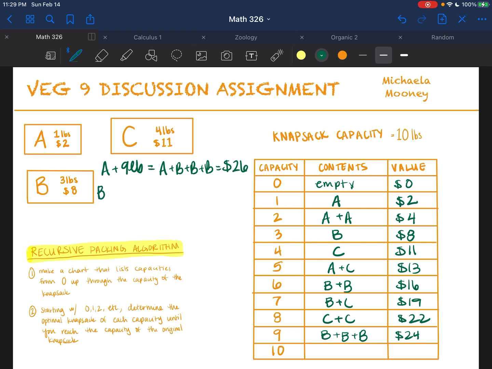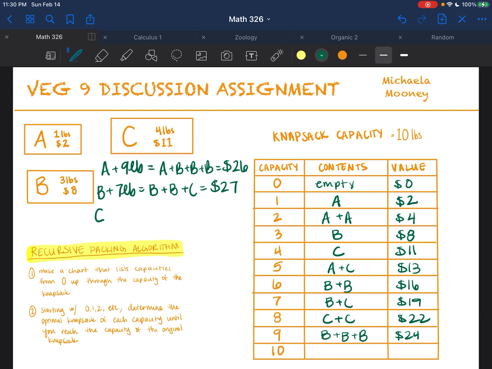Next up, B. Remember, going in alphabetical order is easier to keep track. B weighs 3 pounds, so we're filling 3 out of our 10 pounds, and we have 7 pounds left to fill. So we can go over to our chart to look at the best way to fill 7 pounds, and that is B plus C, which is $19. So we do original B plus C. B plus C is 19, plus B, which is 8, is $27.